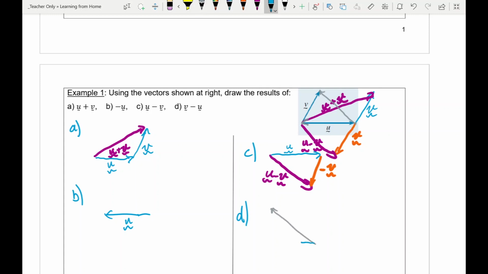Our vector u is coming to the left. And our vector v is going up this way. But there's one thing I forgot, that is negative u. So this vector here is going to be positive v minus the vector u. Okay, and that's example 1 done.